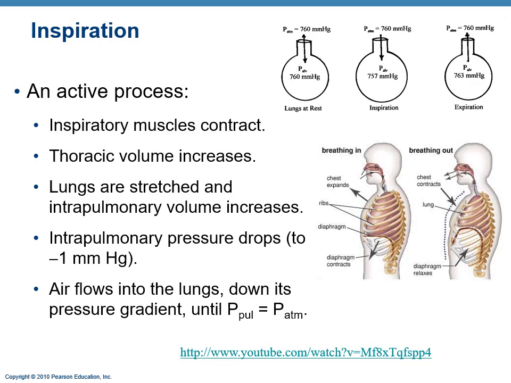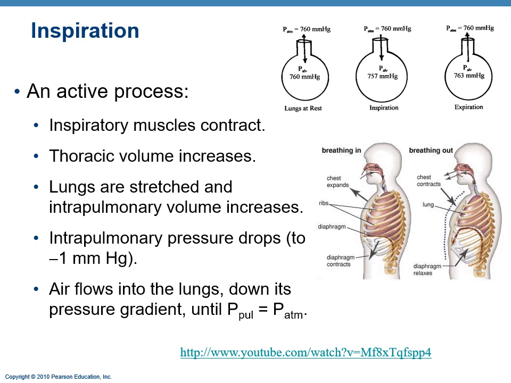During inspiration, this is an active process. The inspiratory muscles contract, mainly the diaphragm, and thoracic volume increases. So as the diaphragm contracts, it pulls down and increases the volume of the thoracic cavity. The lungs are then stretched, and intrapulmonary volume increases. Now remember, Boyle's law states that pressure and volume are inversely related. So as volume increases, the intrapulmonary pressure decreases. It drops to about -1 millimeters of mercury.